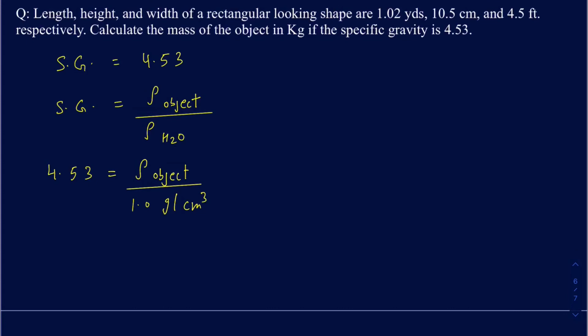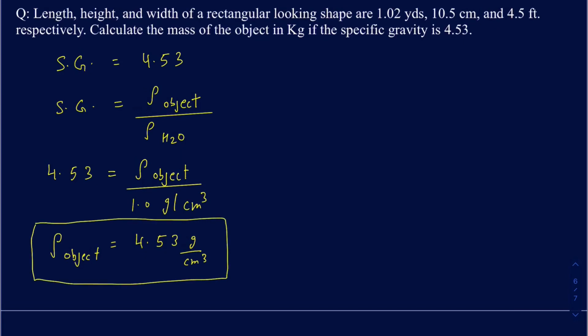And even if you take it as milliliters, remember 1 centimeters cubed is equal to 1 milliliters. So at the end of the day, the density of the object comes out to be, when you do this math here, it's not really going to change anything other than just keeping this 4.53 grams over centimeters cubed. So remember, the density of the object and the specific gravity of the object is actually the same, but specific gravity doesn't really have any units.